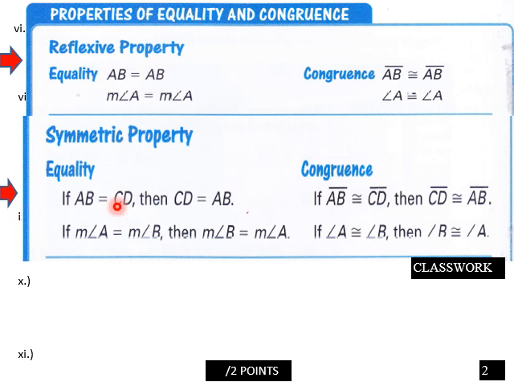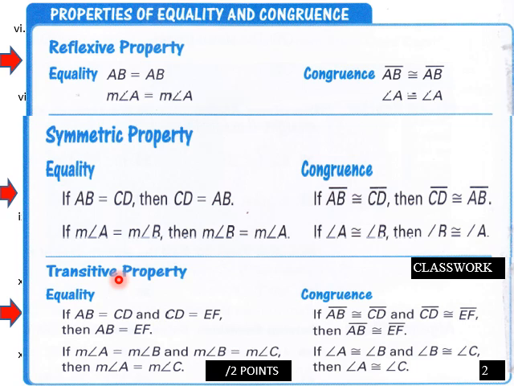Reflexive, symmetric: AB equals CD, then CD equals AB. You can flip it around. If measure of angle A equals measure of angle B, then the measure of angle B equals measure of angle A. And then we can do it over here. We can make those congruent. And then transitive property here: if AB equals CD, CD equals EF, then AB equals EF. And then here are your equality statements, and you can put those into a congruent statement as well. If they're equal, usually they're congruent.